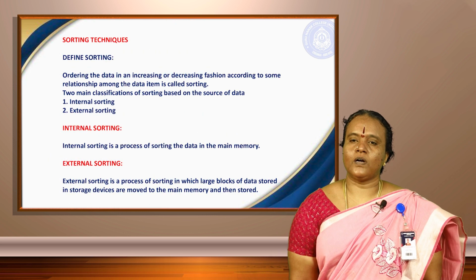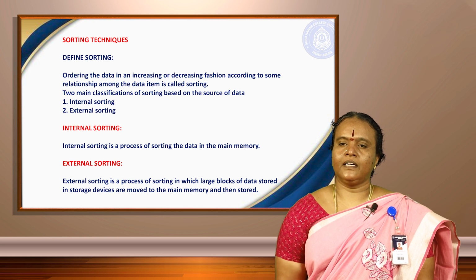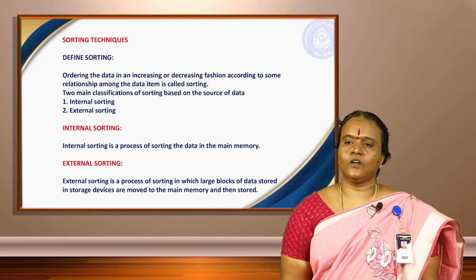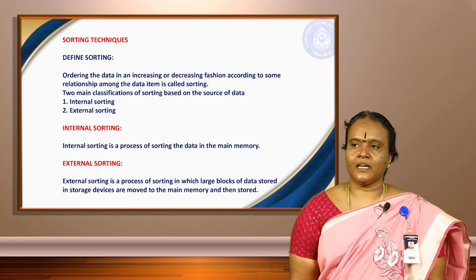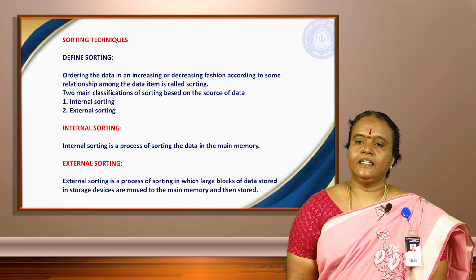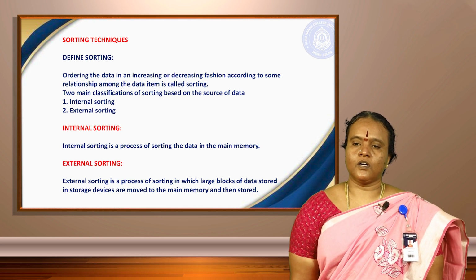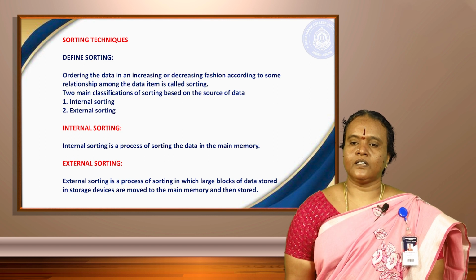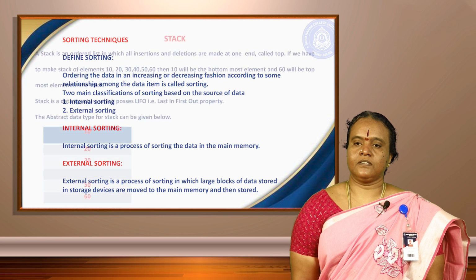In data structure, one more concept we have to know about is sorting. Sorting is nothing but ordering the data items in an increasing or decreasing order according to some relationship among the data items. Sorting can be classified into two types: internal sorting and external sorting. Internal sorting means the data items have to be sorted in the main memory. External sorting is the sorting in which large blocks of data are stored in a storage device.